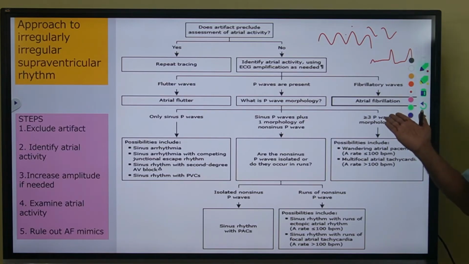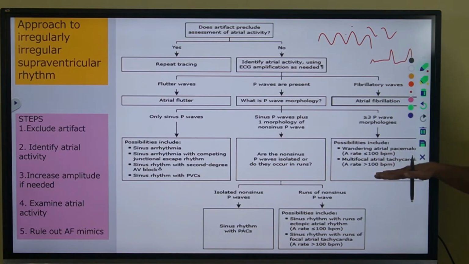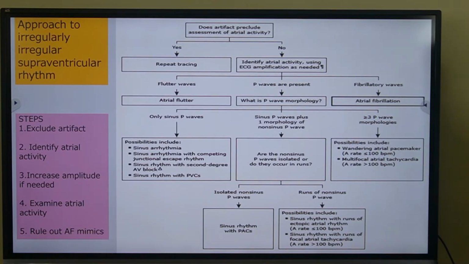Lastly, if there are more than 3 P wave morphologies, right? So 3 different types of P waves in one strip, and the atrial rate is less than 100, then this is wandering atrial pacemaker. While if the atrial rate is more than 100, this is more likely to be multifocal atrial tachycardia. We'll see some examples.